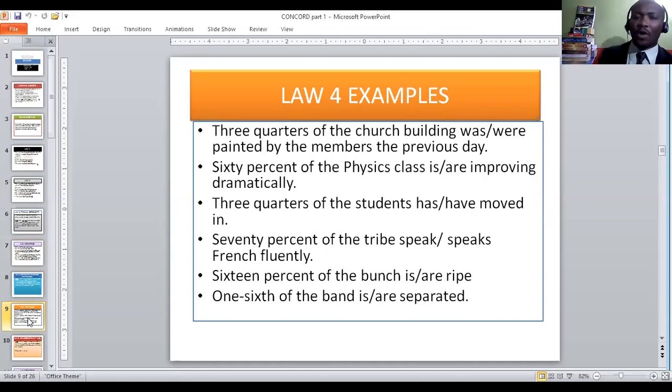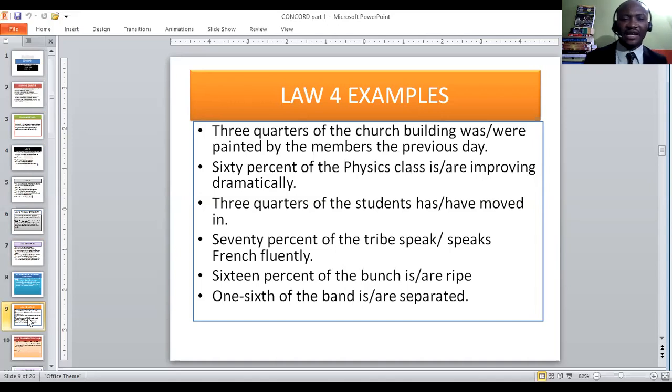Like here we have 3/4, which is a fraction. What now comes after 3/4? The church building. The church building, is it singular or plural? It is singular. So 3/4 of the church building was painted by the members the previous day, not "were painted."